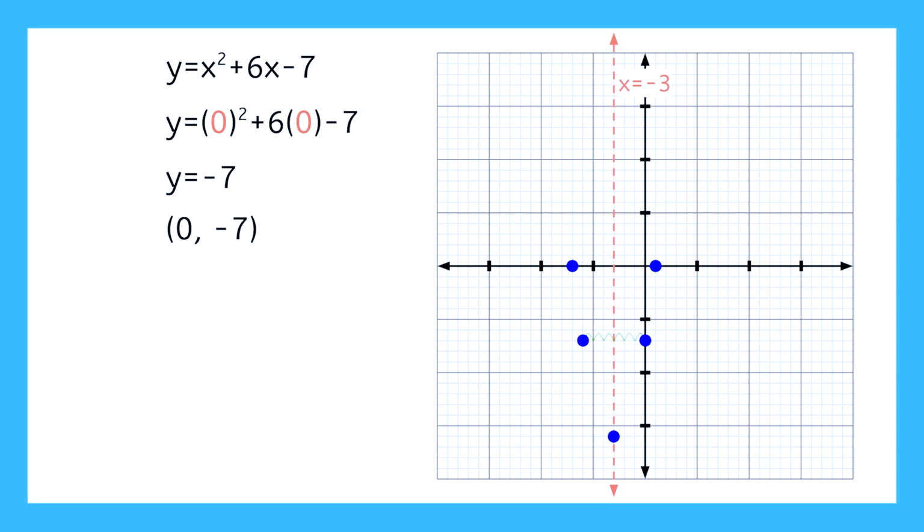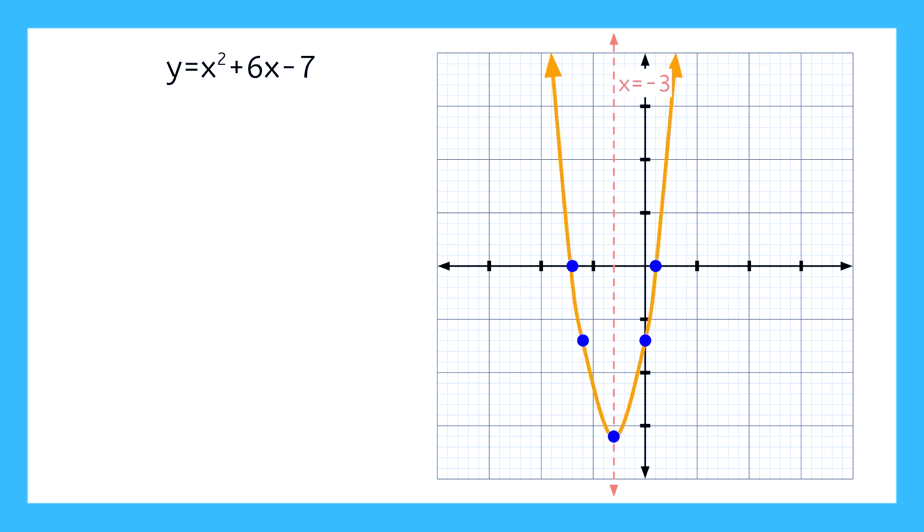With 5 total points, the vertex, and 2 points on each side, we can draw in our parabola and feel confident that it's accurate. The axis of symmetry is just a reference, not part of the actual parabola, so I'll remove that from my final graph too.